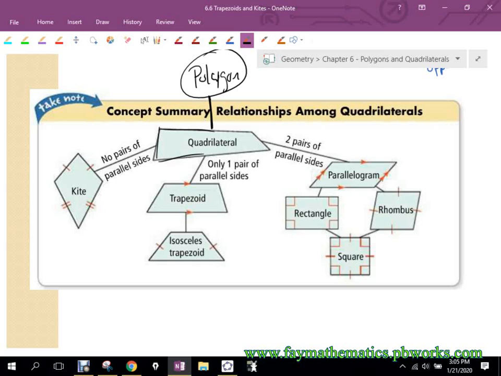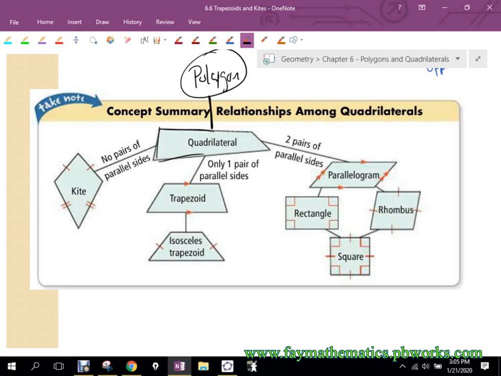Once I've got an idea of whether it's going to be a kite, a trapezoid, or a parallelogram, the defining features are then about distances. So if I have no pairs of parallel sides and I want to determine kite or quadrilateral, I'm going to find distances: find all 4 side lengths. If there's a relationship that allows me to say it's a kite, then great. If there's no relationship, then it defaults to a quadrilateral.